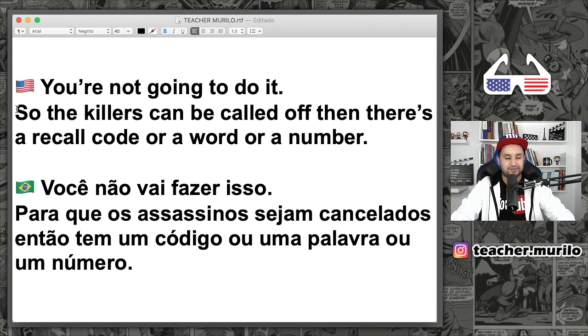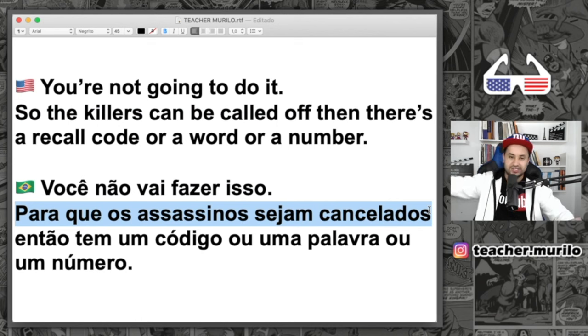E aí nós temos uma série de palavras aqui que não dá para traduzir ao pé da letra. Por exemplo, so the killers. Ao pé da letra seria, então, os assassinos. A gente vai adaptar para que os assassinos. E aí depois temos isso aqui, ó. Can be. Ao pé da letra, possam ser. A gente adaptou simplesmente para sejam. E então temos esse phrasal verb aqui, ó. Called off. Significa cancelar, suspender. Nesse caso, no passado, né? Cancelados. Então, só esse trecho aqui, so the killers can be called off, significa para que os assassinos sejam cancelados, né? Ou seja, que eles sejam suspendidos de matar os amigos do Sherlock.